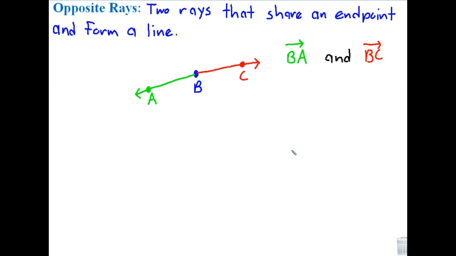One more thing we'll say about rays. We'll talk about something called opposite rays. Those are going to be 2 rays that share an endpoint and form a line. So in other words, if I have 2 rays, ray BA and BC, that start at the same spot, point B, the same endpoint, and go in opposite directions forming a line, I then say that BA and BC are opposite rays. Again, notice both these names start with the endpoint. Both the ray symbols go from left to right.